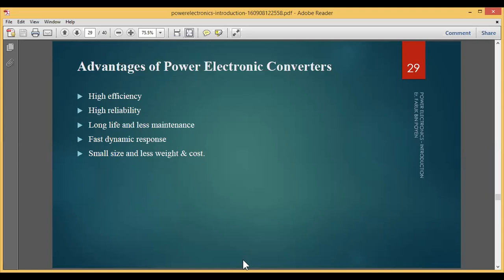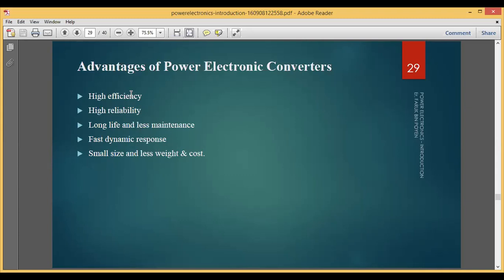The first advantage here is high efficiency. What do you mean by high efficiency? It is nothing but whatever input you are giving, you obtain the maximum amount of output at the output terminal of that particular device, or you can simply call it the load. That is the reason they are very highly efficient.